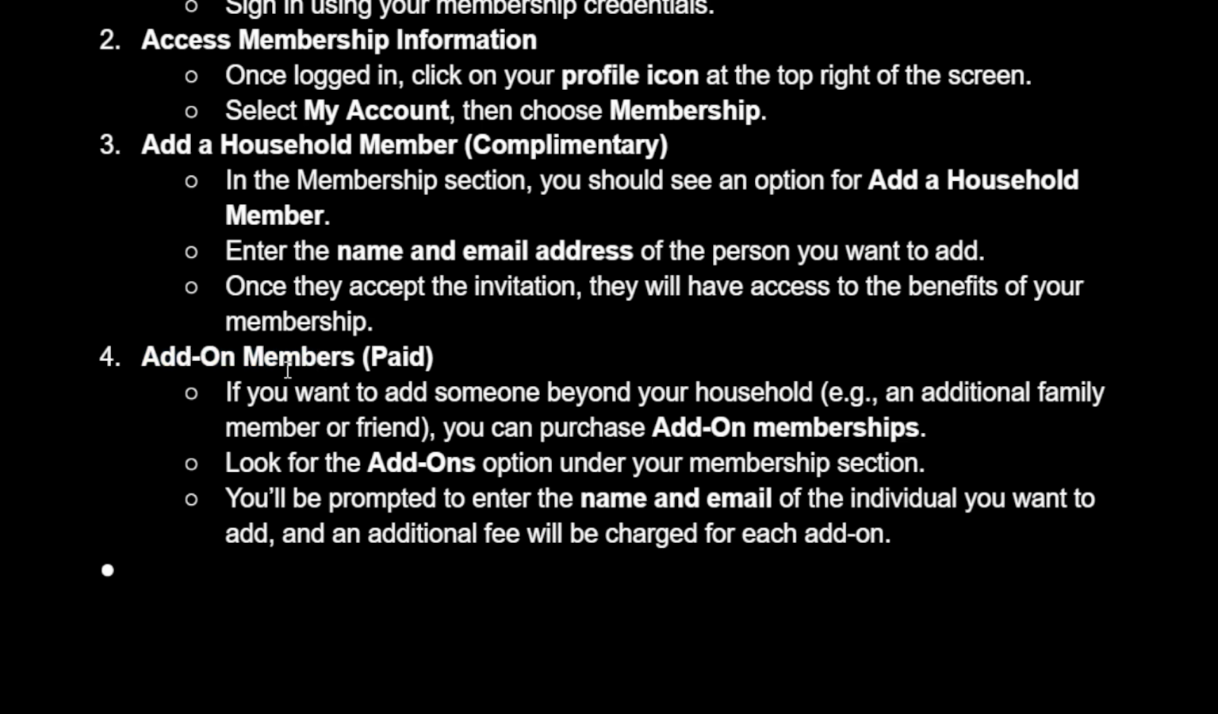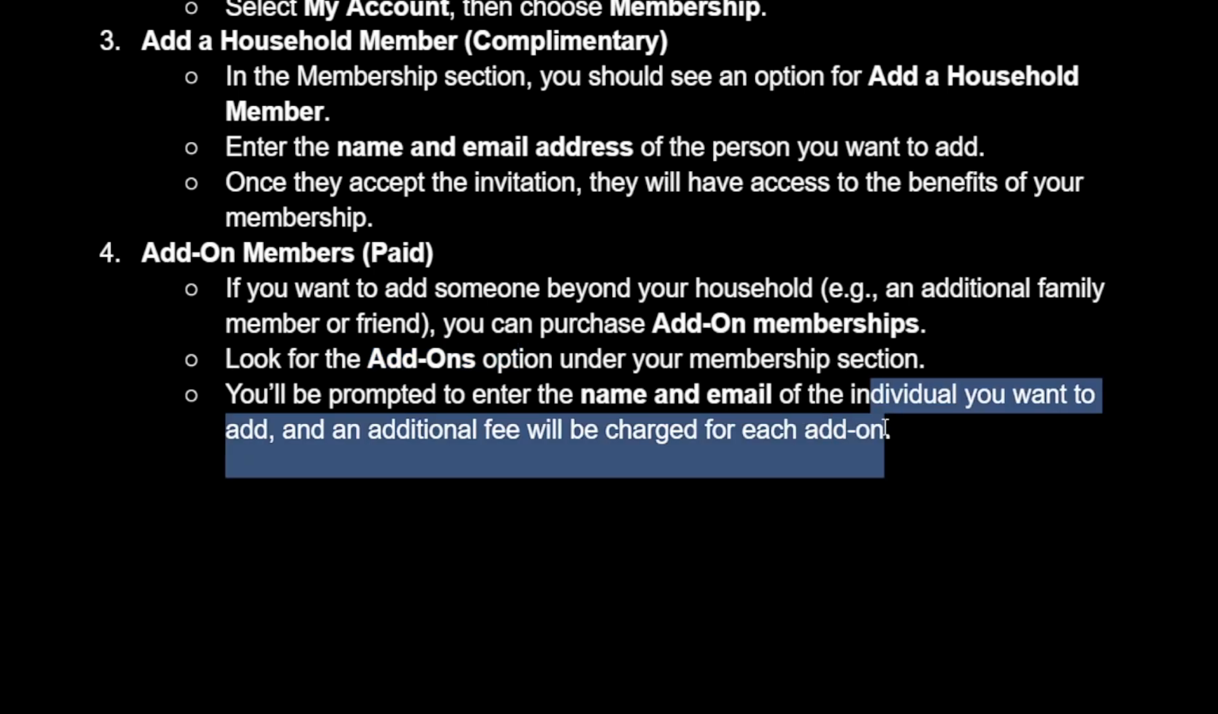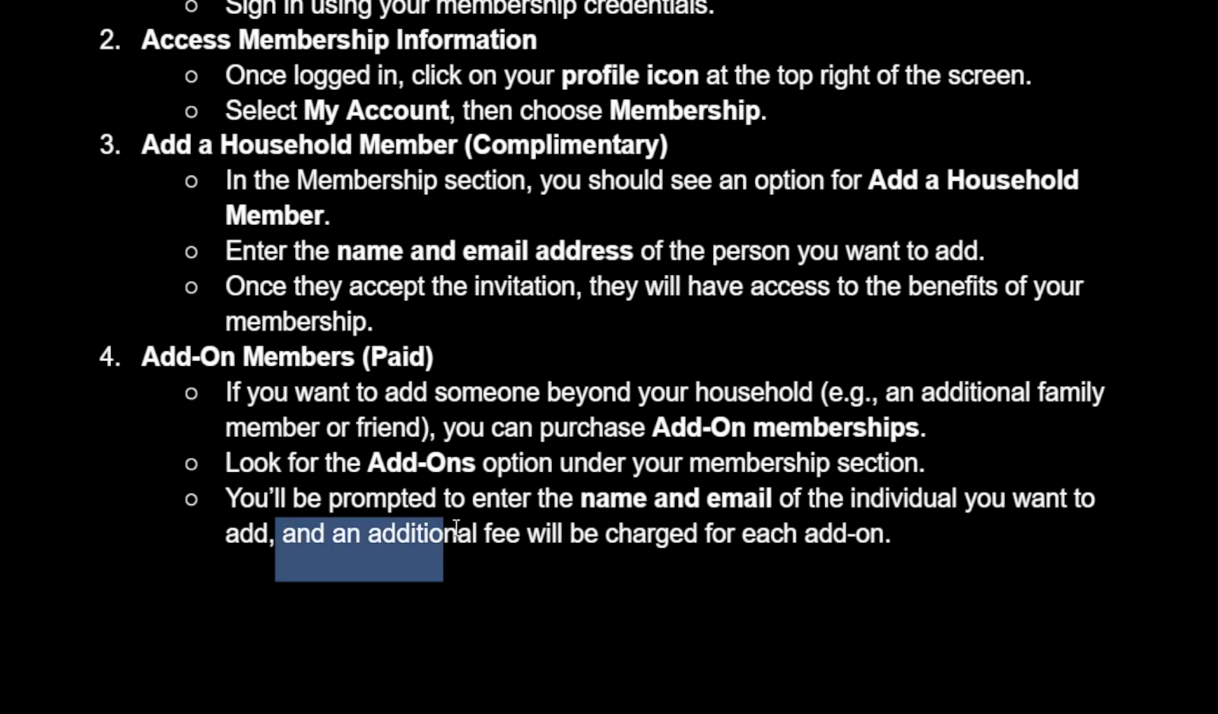And there's also add-on members. If you want to add someone beyond your household, for example, an additional family member or friend, you can purchase add-on memberships. You will look for the add-ons option under the membership section. You will be prompted to enter the name and email of the individual you want to add, and an additional fee will be charged for each add-on.